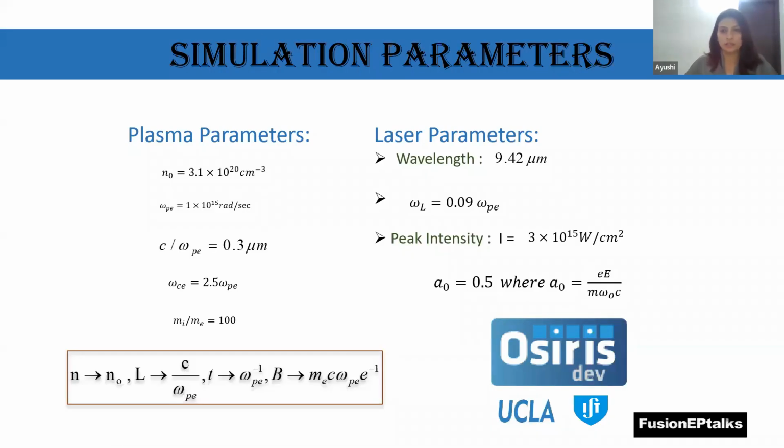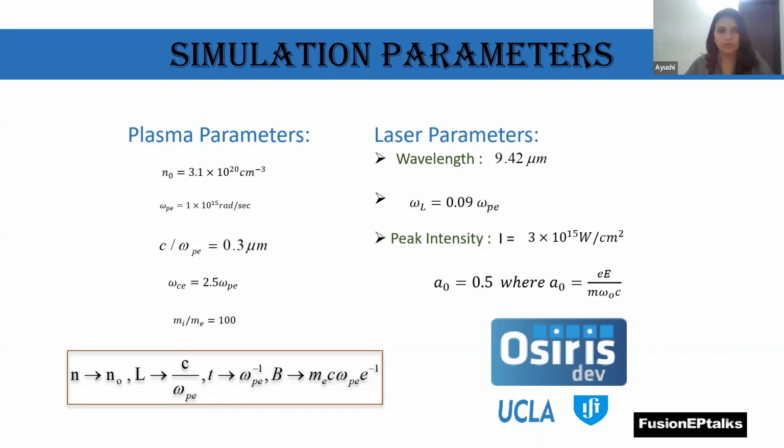Talking about the simulation parameters, as I described, we're using a CO2 laser, so the wavelength is chosen accordingly. All the length scales and time scales are normalized in terms of the skin depth and the electron plasma frequency. The normalized value for the laser frequency that we use in our simulation is 0.09 times the electron plasma frequency. We are dealing with a non-relativistic intensity of laser, hence E naught is 0.5. Then we are using a reduced mass of ions, which we take in our simulations to be 100, just to make our computations faster.